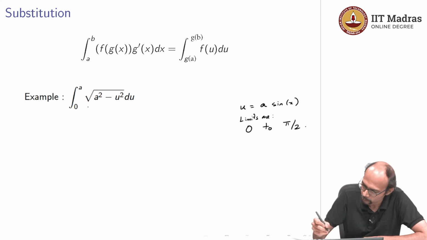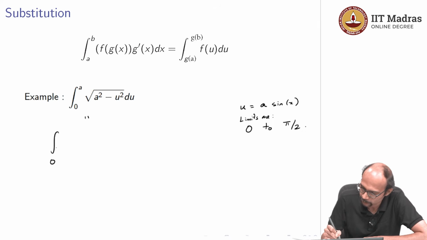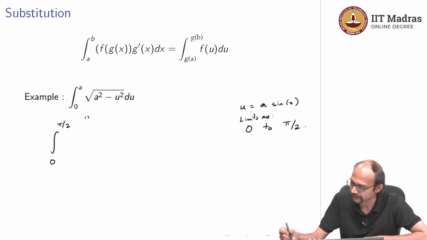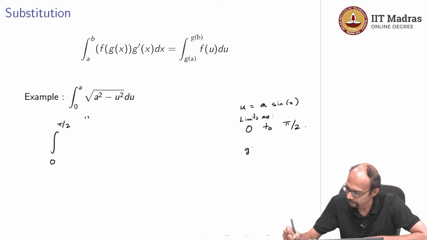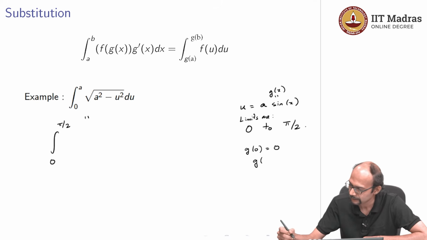So now utilizing what we have upstairs, we will rewrite this as the integral from 0 to pi over 2, right. So what this is saying essentially is that g of 0 is 0. So what is g? g is this function a times sine of x, and then what is g of 0? It's a times sine of 0, which is 0. What is g of pi over 2?